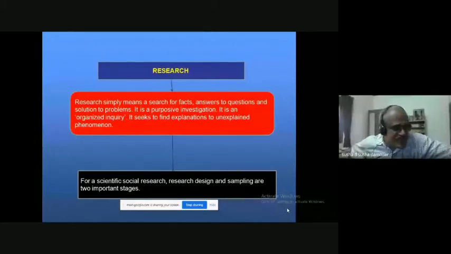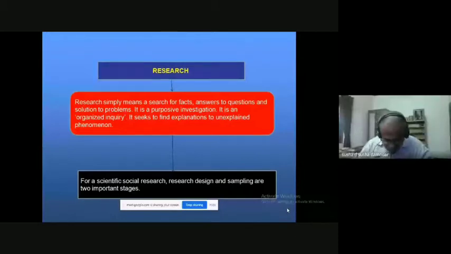But in social science, it will be a purposive investigation, organized inquiry. Social science research is basically scientific inquiry. So that is why in social science research, design and sampling are the two important stages. So many steps are available in the research process, but these two, research design and sample design, are the two important factors in social science research.